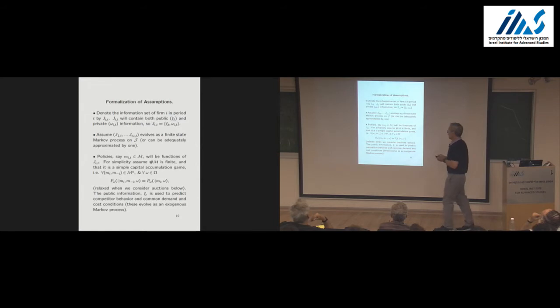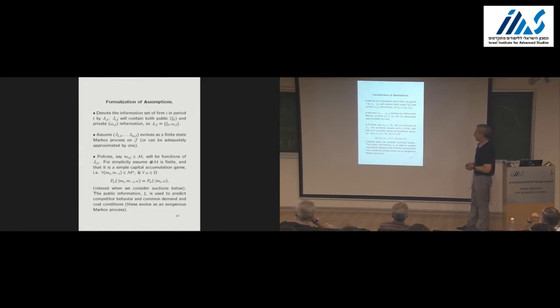I'm going to assume that the set of information sets evolves, and there might be different numbers of actors in every period. So this is the information set of firm 1, and this is the information set of the n-th firm in the t-th period. It evolves as a finite state Markov process on J. So that gives me back the Markov game. We can ask when that happens, but I want to delay that.